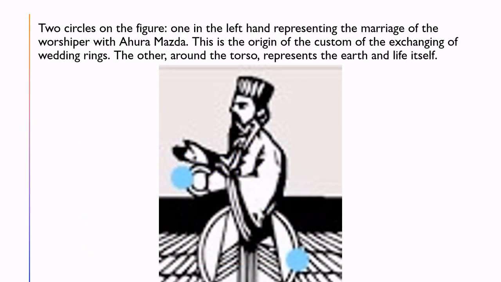There are 2 circles on the figure, one in the left hand representing the faith of the worshiper, the spiritual marriage of the worshiper with Ahura Mazda. And some believe this is the origin of the custom of exchanging wedding rings. Now, the second is around the torso of the figure, and that represents the circle of life itself, and also that we are enclosed in the entire universe. It is the cycle of the universe.